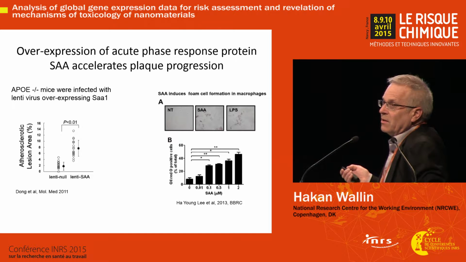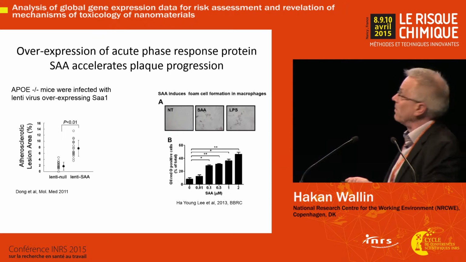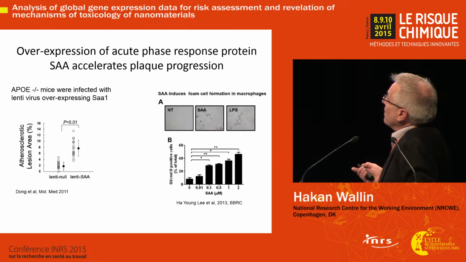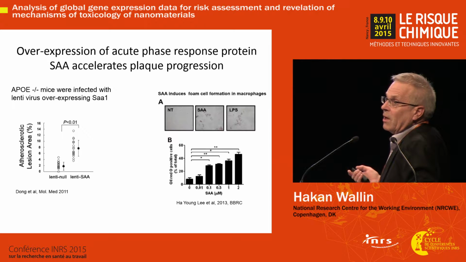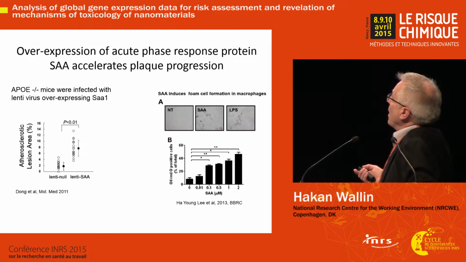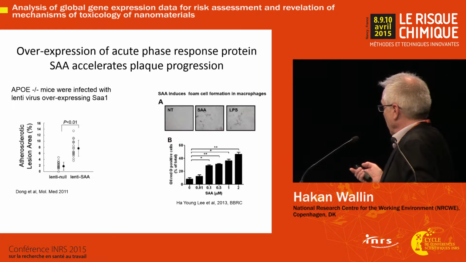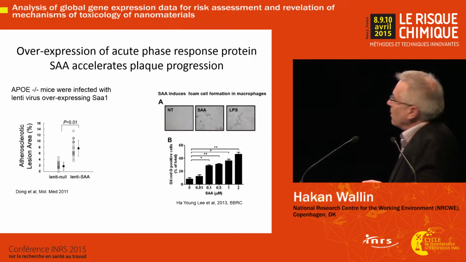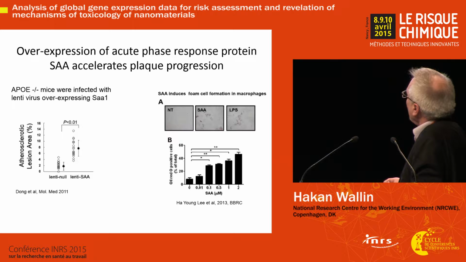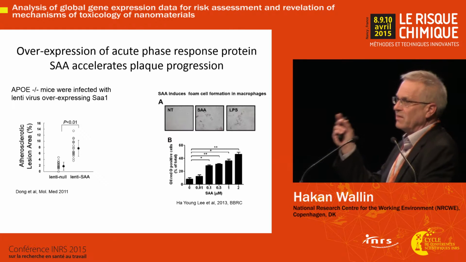All of us, most of us, get some degree of atherosclerosis during our life. But this is a knockout mouse which develops atherosclerosis much like humans. And if you do overexpression of the SAA1 here, you will see that there is an increased lesion area of plaque. So there's also, as I mentioned, SAA induces the foam cell formation in macrophages. So the foam cells are the macrophages inside the plaques.